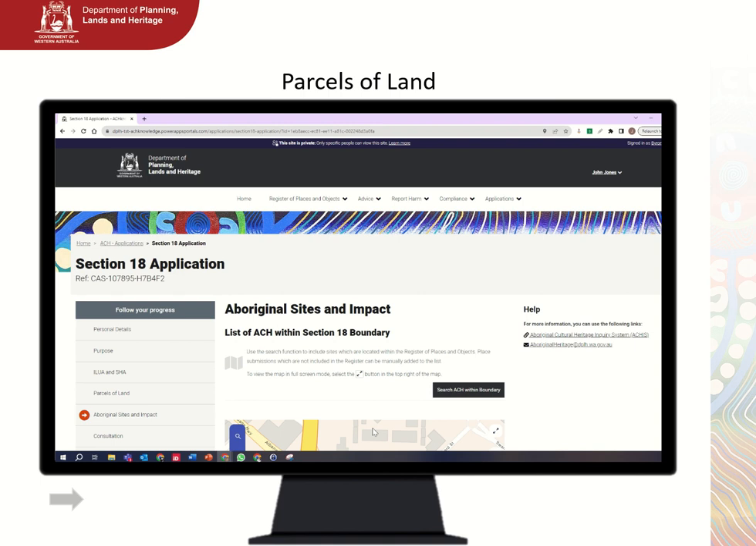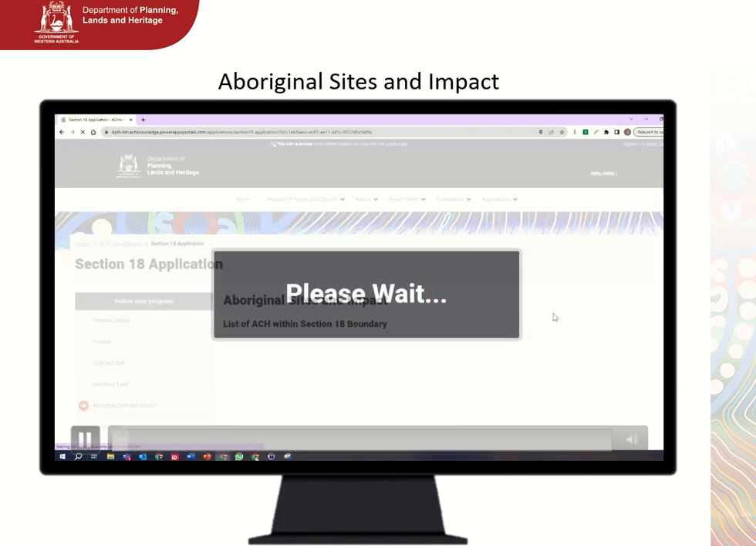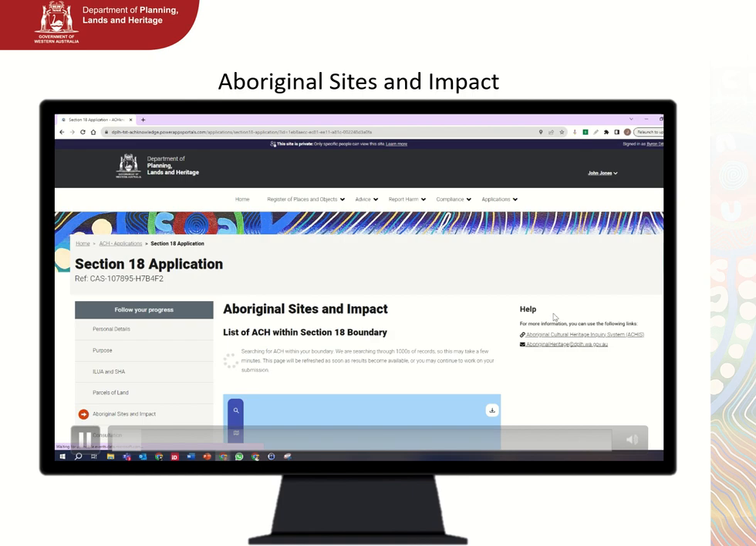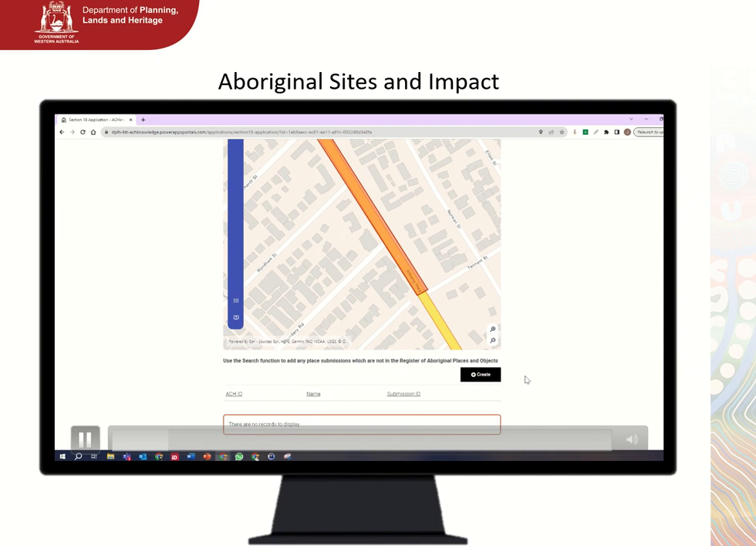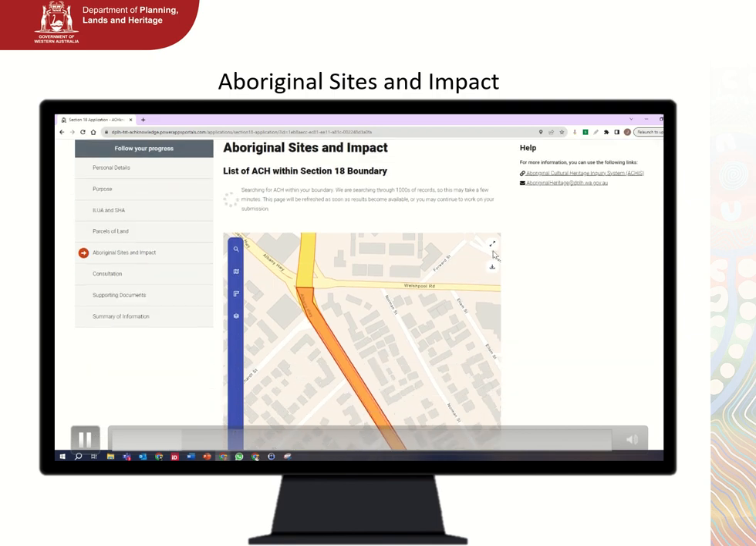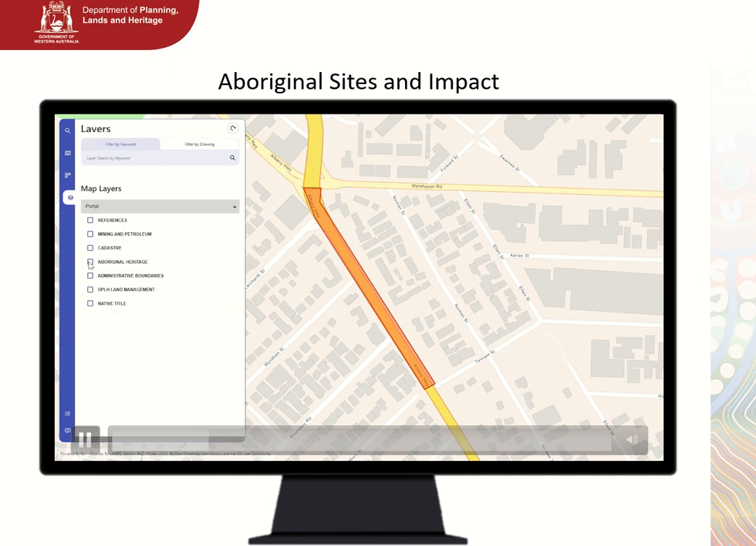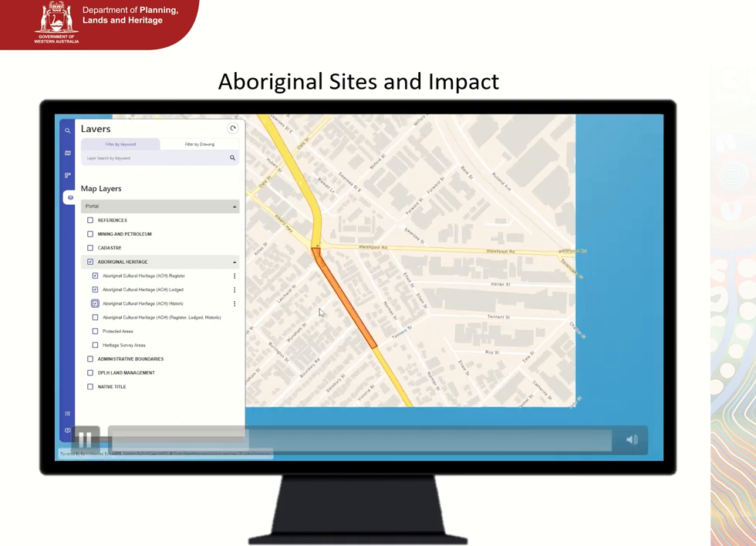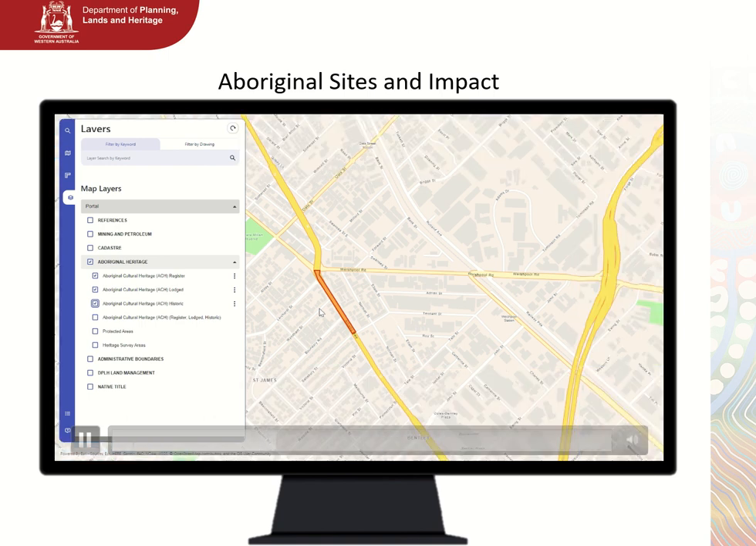The next section is about defining which Aboriginal heritage places or sites are within the land. The polygon that was chosen before for the Section 18 notice area will be used to undertake a site search within the DPLH database of submitted Aboriginal heritage information. You can also use layers, as we were talking about before, to show in the map. All the information on the Department of Planning, Lands and Heritage database will be shown in this view here.